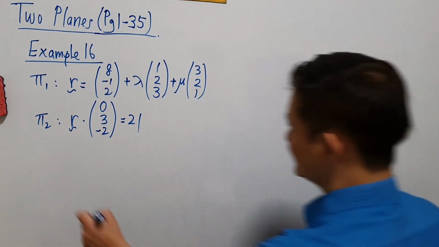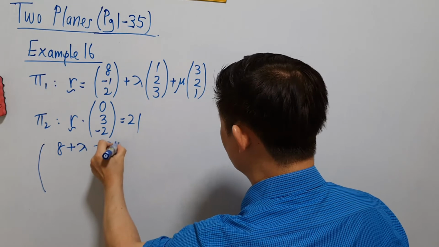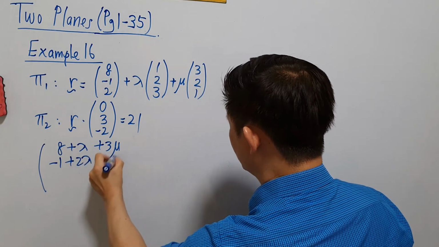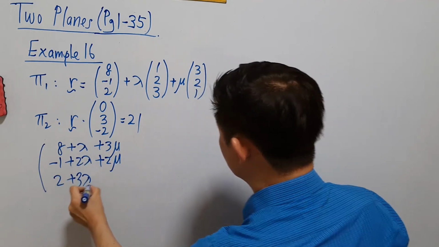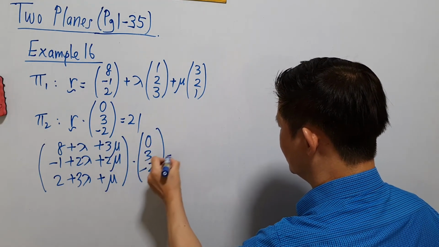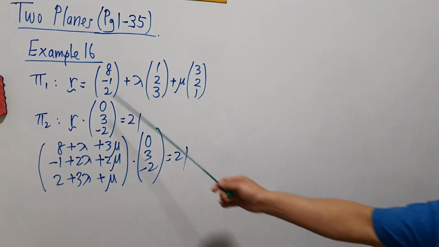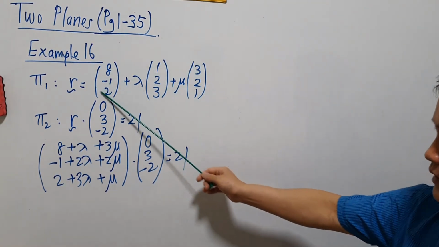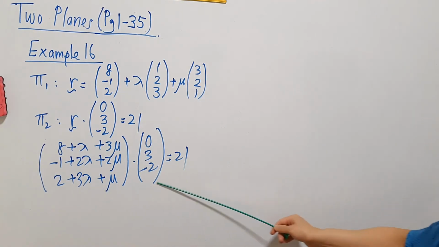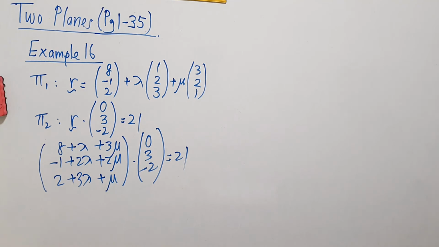Watch it, don't blink your eyes. 8 plus lambda plus 3 mu, and then minus 1 plus 2 lambda plus 2 mu, 2 plus 3 lambda, dot with this. What I've done is I have equated the first equation as a single vector and dropped it inside here, and then I get this equation.